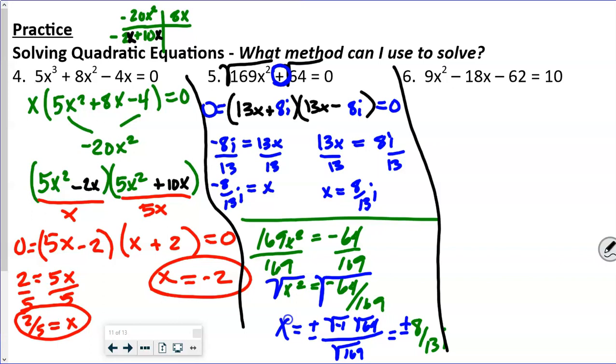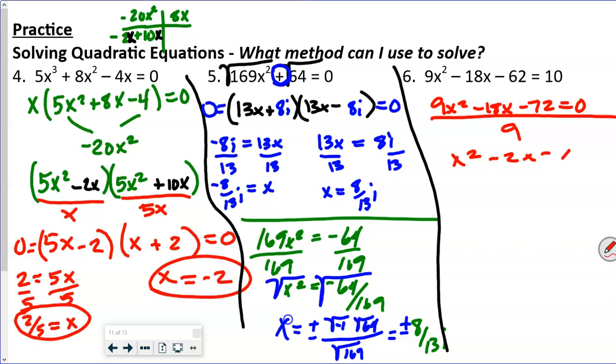So on this one, we've got 9x squared minus 18x minus 72 equals 0. Looks to me like all of these are divisible by 9, right? So that's x squared minus 2x minus 8 equals 0. So I can factor this one, right? Or I could use completing the square, so you can use whichever one you want. I'm going to factor the thing, though, because it looks pretty easy to me.